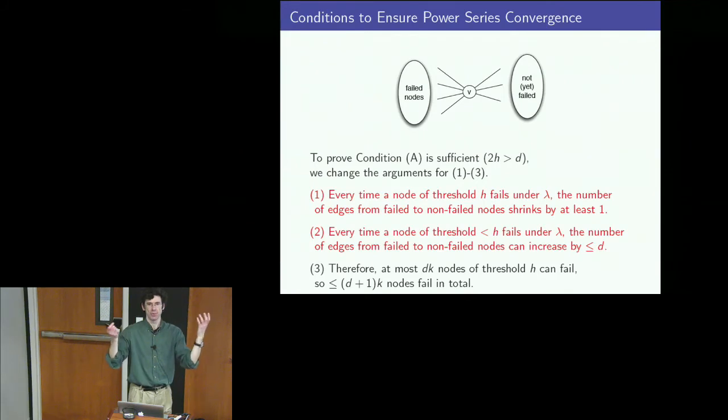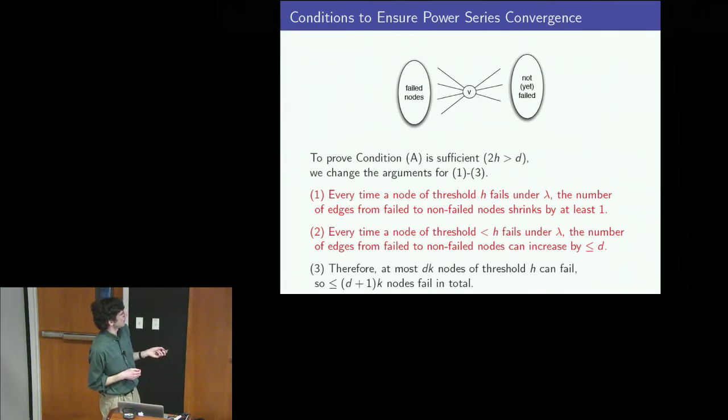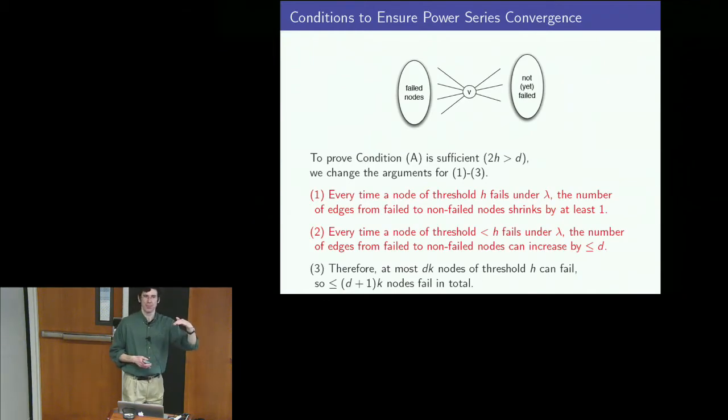Okay? That's some number. And I want to argue that every time a node of threshold h fails under this labeling, that number shrinks. Why? Because this node, right, so h is bigger than d over 2. So in order to kill it, it has to have more failed neighbors than unfailed neighbors. So it becomes failed, so it joins the failed set. So these edges all leave the potential function. These edges all join, but there are fewer of these. It goes down.